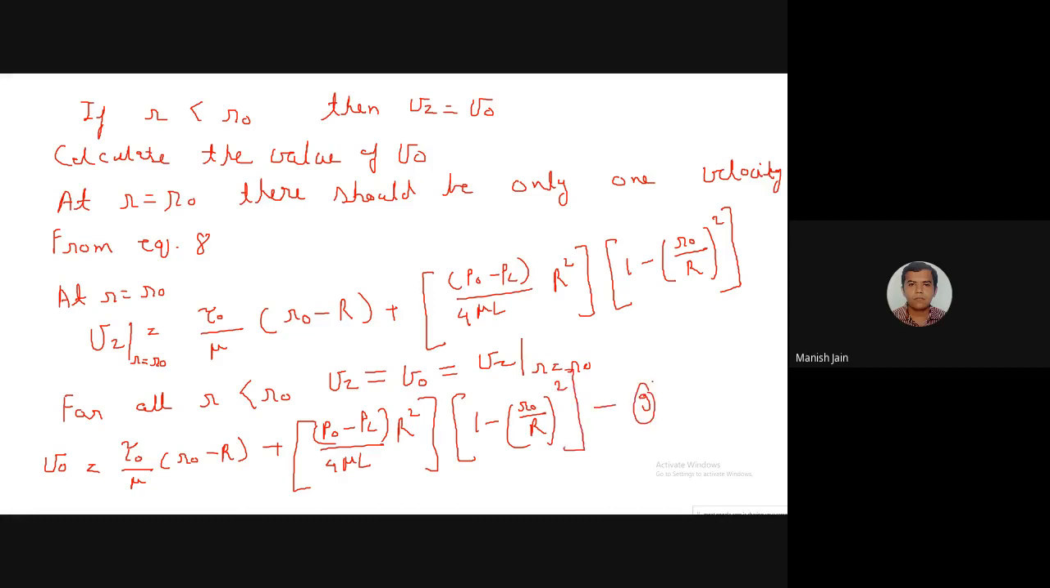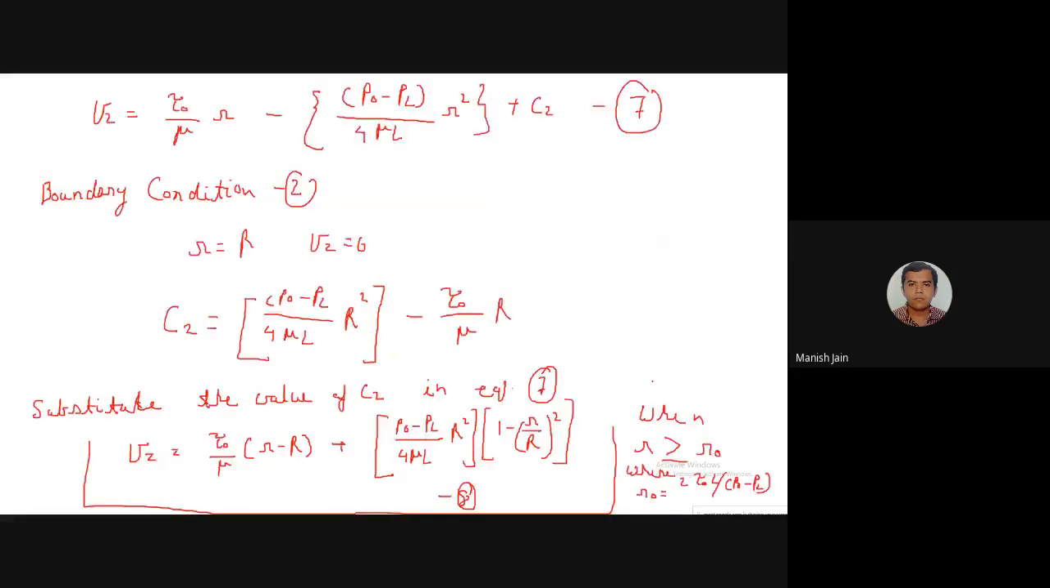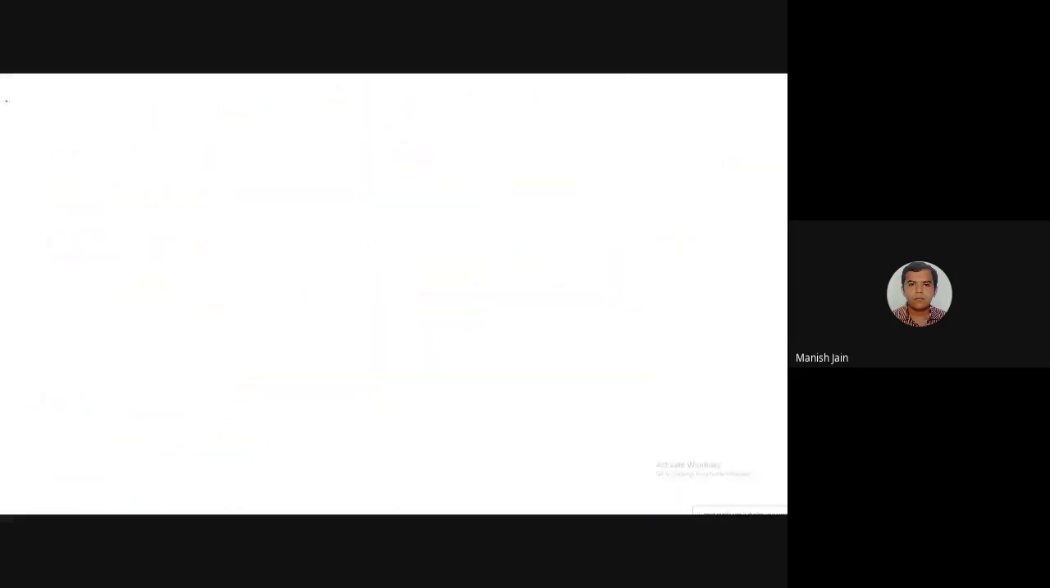Equations number 8 and 9 represent the velocity profile for the Bingham fluid flow inside the tube.